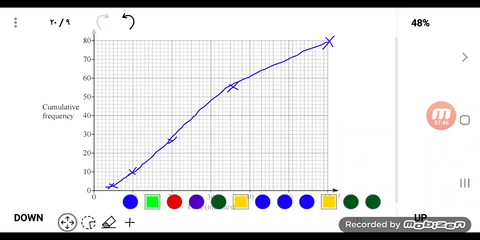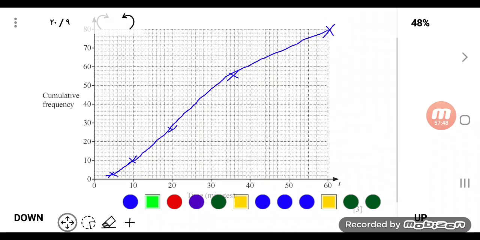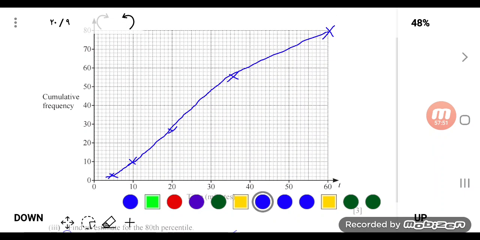Draw a horizontal line at 64, using a ruler. Then go to the graph and read it down on the x-axis. So the 80th percentile occurs at 64. So you can estimate, for example, 45 is the 80th percentile. So read here, 45 is the 80th percentile.